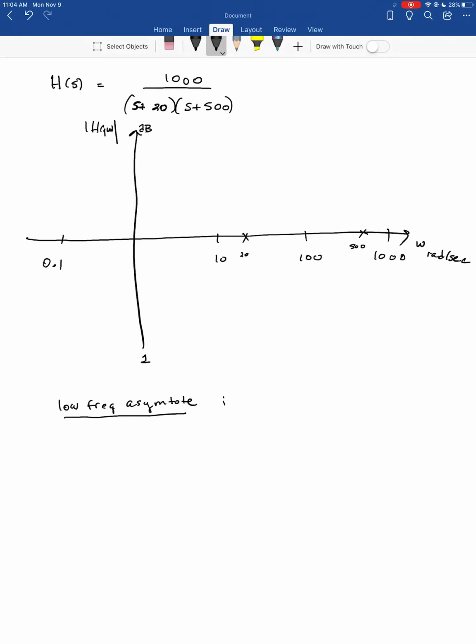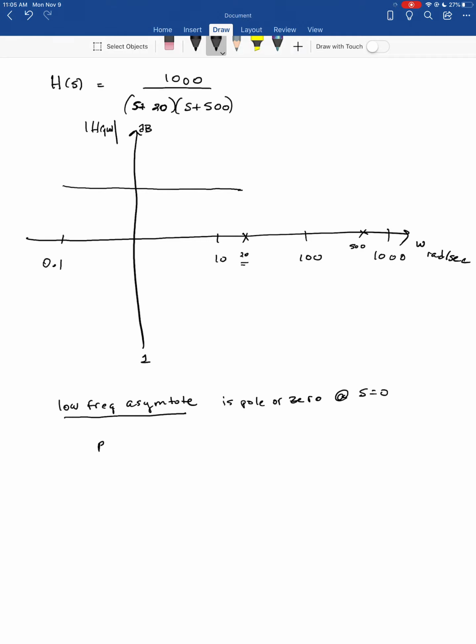Okay, so the question to ask for finding the low frequency asymptote is: is there a pole or a zero at 0? The answer here is no. We have no roots of the transfer function, numerator or denominator, at 0. So that means that the slope up until you reach your first critical point is flat. So the low frequency asymptote has a slope of 0 dB per decade.